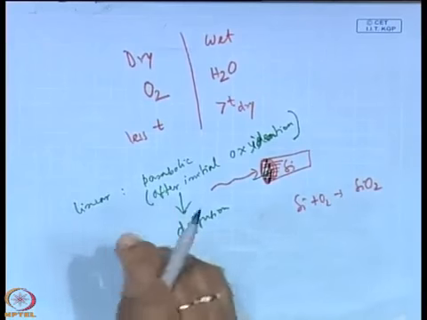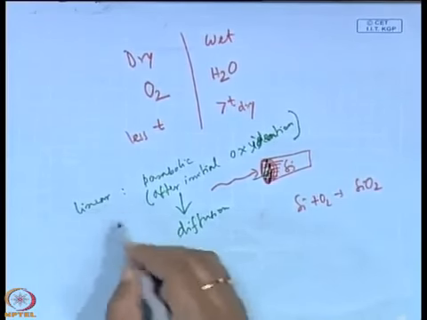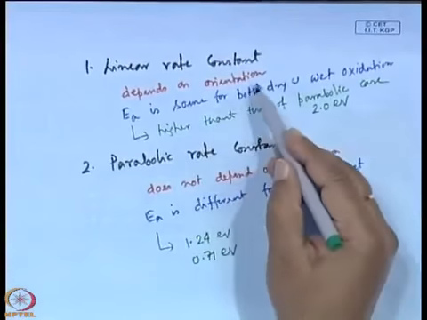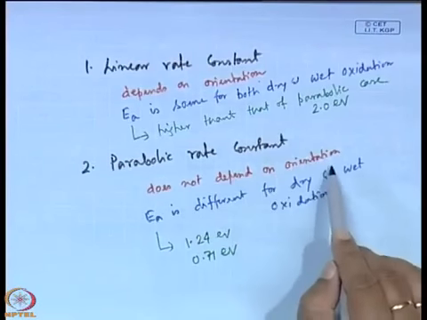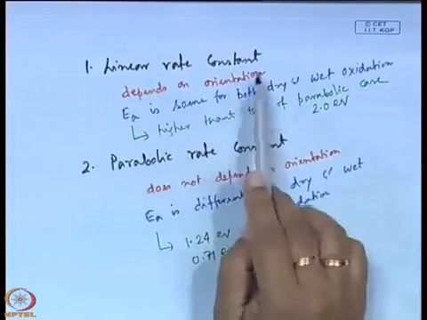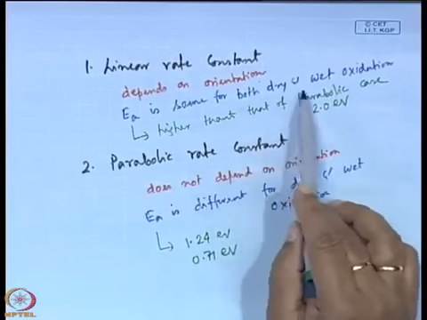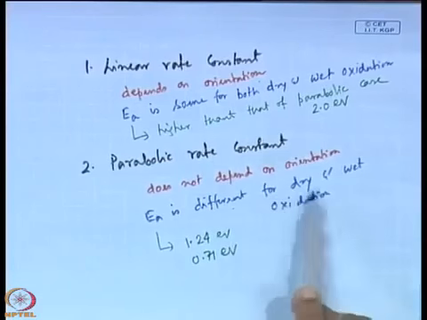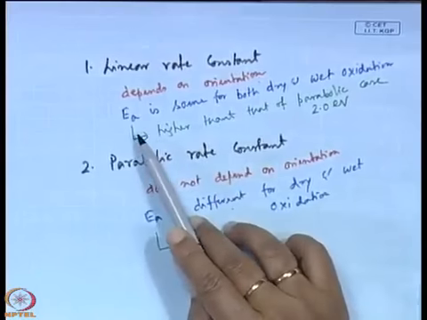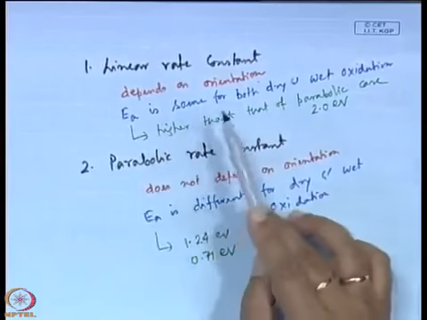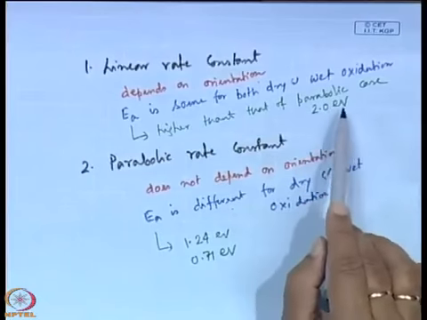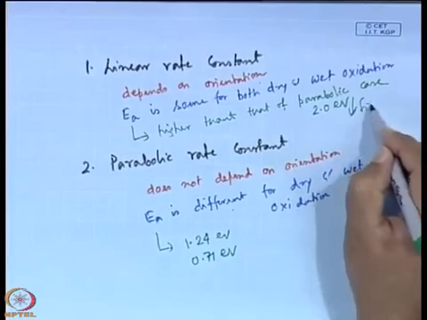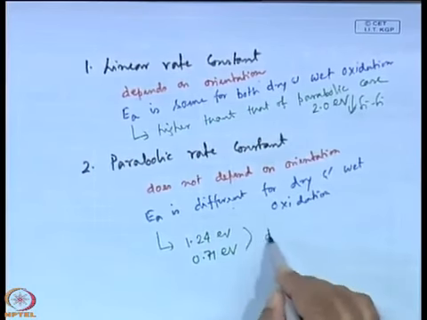The linear rate constant, we have seen, depends very much on the orientation of the crystal, whereas the parabolic rate constant does not depend on orientation. The activation energy of the linear rate constant is the same for both dry and wet oxidation. For the parabolic rate constant, the activation energy is different for dry and wet oxidation. The activation energy for the linear rate constant is 2 electron volt, which is higher. Why is it higher? Because this is the amount of energy required to break the silicon bond. Here it is for the diffusion only.